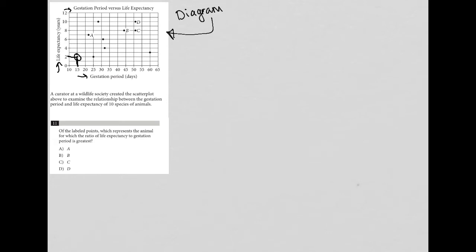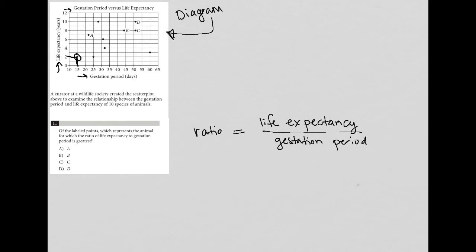So the question says, of the labeled points, which represents the animal for which the ratio of life expectancy to gestation period is the greatest? First of all, let me write that down, right? So ratio just means fraction on this test. So I'm going to have life expectancy as the numerator because it was mentioned first, to gestation period as the denominator because it was mentioned second. And I'm looking for the greatest, right? So the greatest ratio. So let's test these out.